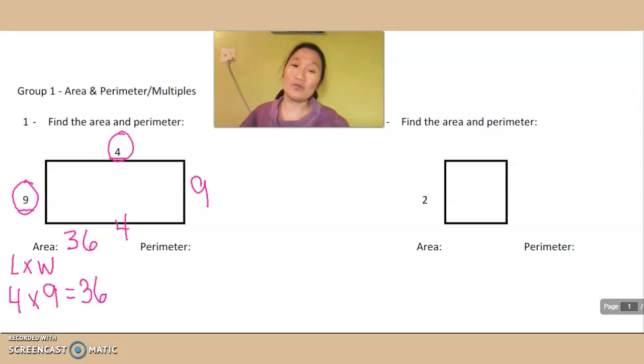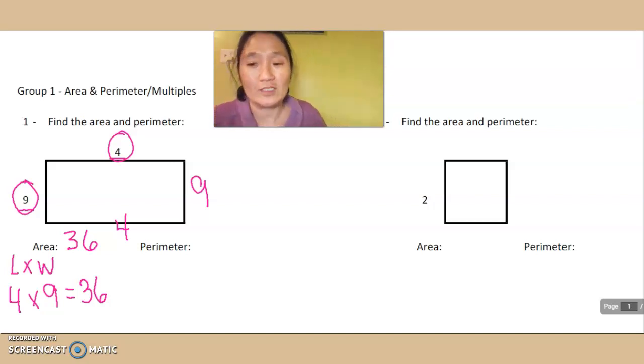Now, if this was a true, honest-to-goodness rectangle, it would be 9 on top, 9 on bottom, 4 and 4. That would be more proper, but just work with what I have. We'll just go with it. Alright, so it could be 4 feet and 9 inches. How's that? Because then it would be big and little. So 4 feet, 4 feet.